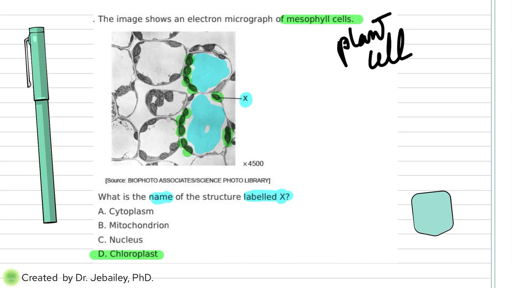So this is a question of you being exposed many times to micrographs of plants. If you don't know, go ahead, get back out there, look at BioNinja, look at your book, look at Google Photos, and look for plant cells in micrographs, and look at the pictures. You will notice that this is definitely a chloroplast. So the answer for this one is D.